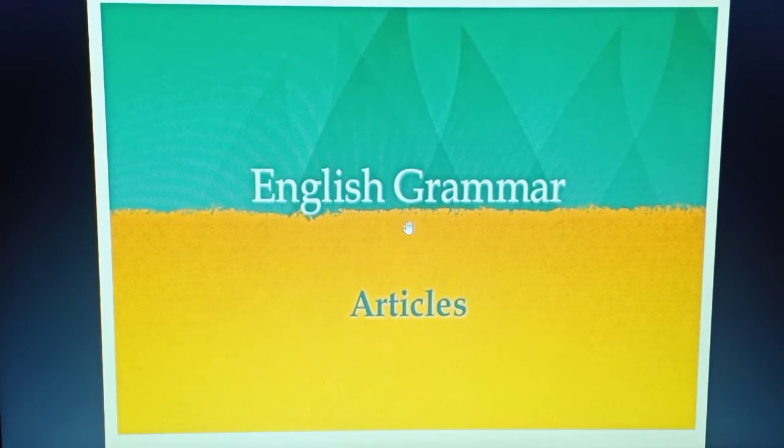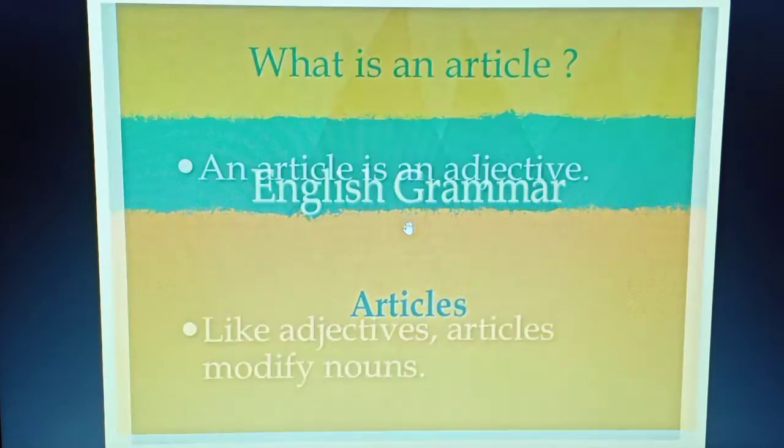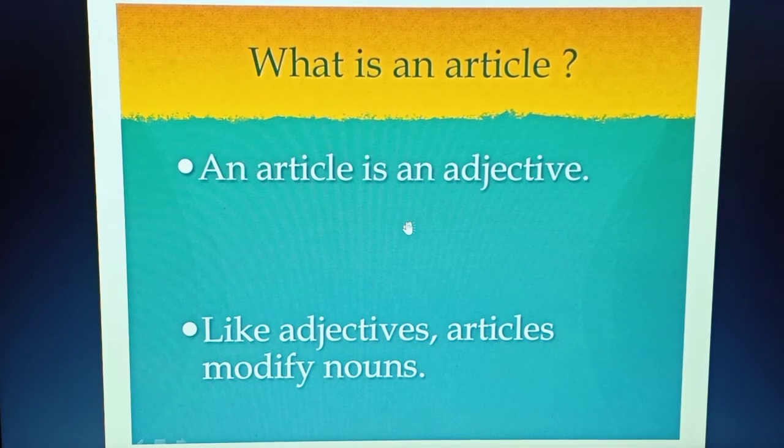Hello students. So in English grammar, today's topic is articles. An article is a word used to modify a noun, which is a person, place, object or idea. So what is an article? Articles are basically the demonstrative adjectives whose main function is to describe the nouns, whether they are definite or indefinite.